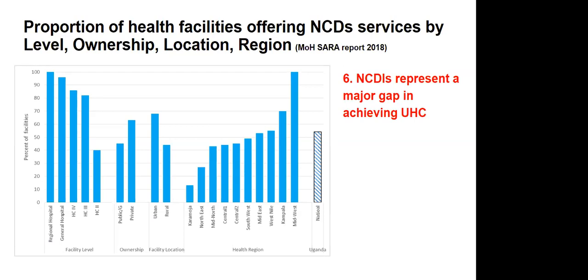So we also looked at the proportion of health facilities offering NCD services, and this was from the MOH SARA report 2018. You can see that the highest concentration of services was in regional general hospitals. In fact, it was directly linear, moving by the level of health facility. Of course, privates were doing better than the public, urban doing better than the rural. And interestingly here, the Midlands doing better than Kampala and other areas.